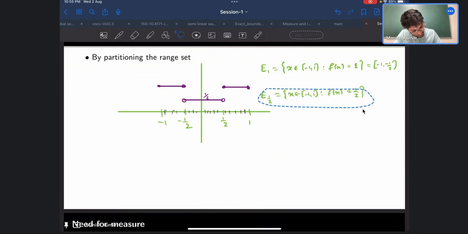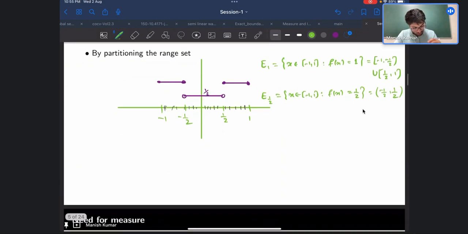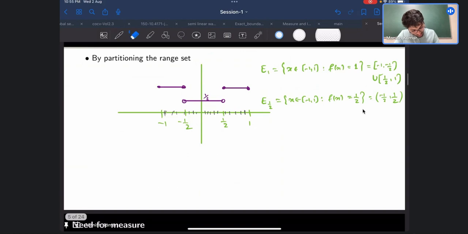Okay, and then you take union with half 1, and this will be -half to half. Okay, now then how to evaluate the integral? In that case, the Lebesgue integration. So the integral of f, so this I am writing -1 to 1. So by this I would mean Lebesgue integral. Okay, so this represents Lebesgue integration of f. Okay, this is the notation.